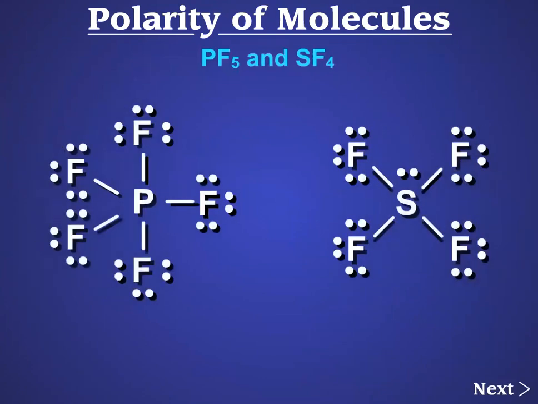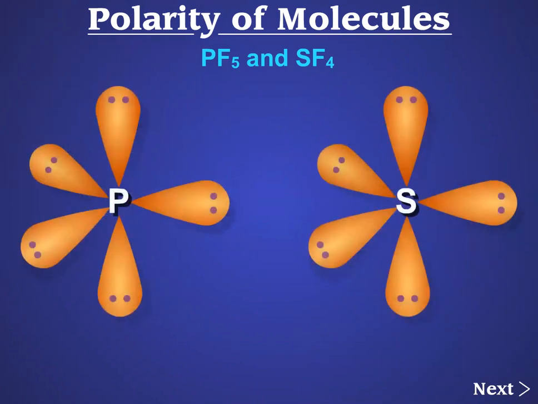Consider the Lewis structures of phosphorus pentafluoride, PF5, and sulfur tetrafluoride, SF4. In both structures, there are 5 VSEPR pairs of electrons around the central atom, meaning that the electron pair arrangement about the central atoms is trigonal bipyramidal.